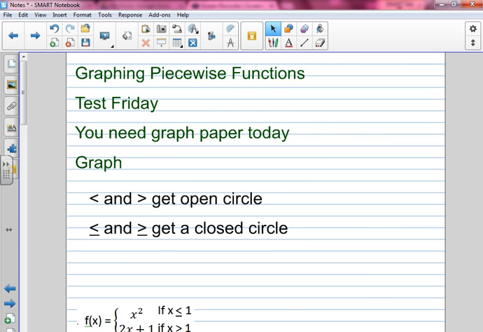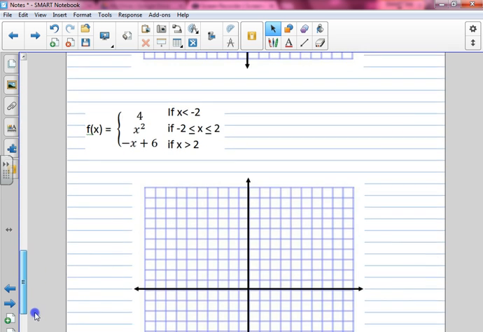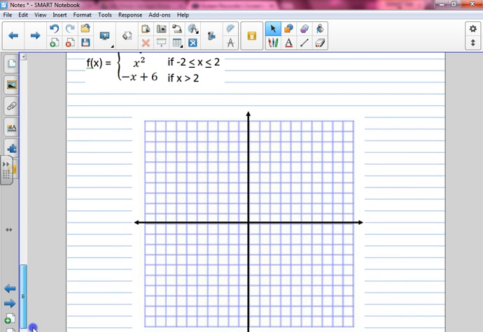All right, so what's important is if you have a less than or a greater than sign, you use an open circle. And if you have a less than or equal to and a greater than or equal to sign, you use a closed circle. So I'm going to do one example because we will do more in class.